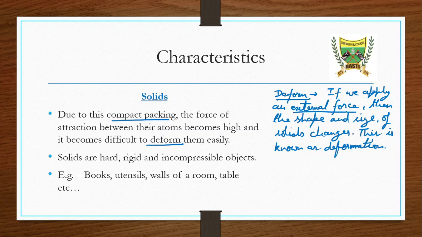This will happen only if we apply some external force. So we can say that under the condition of external force it is difficult for solids to deform, na? So what are solids? Solids are hard, rigid and incompressible objects due to the closed packing or compact packing of their constituent molecules. For example, books, utensils, walls of a room, table, etc. These are solids.